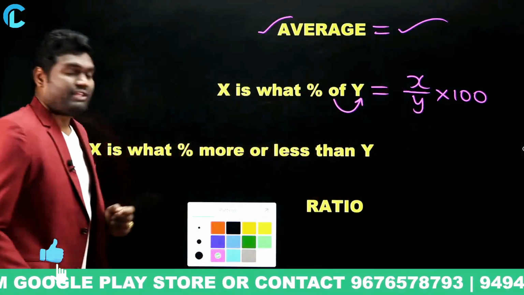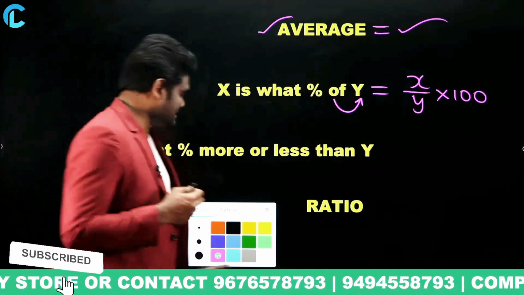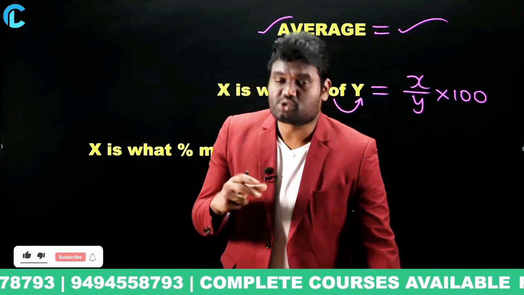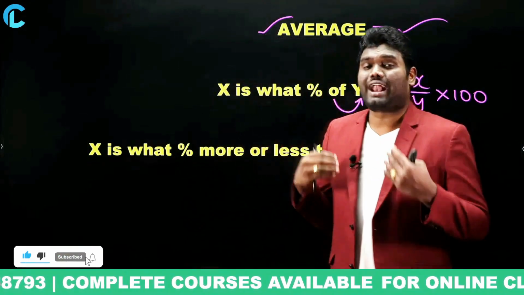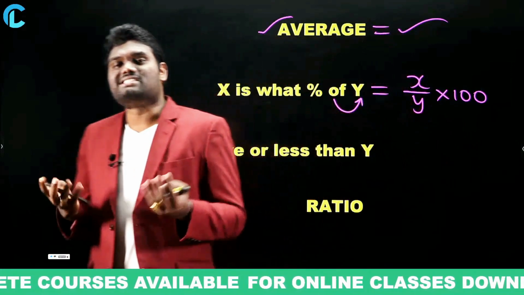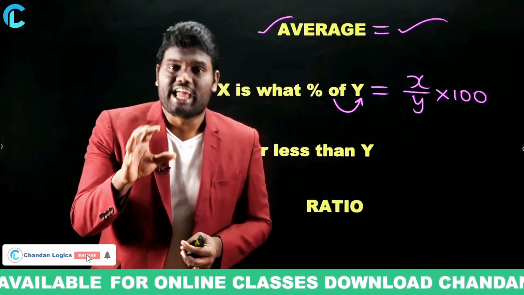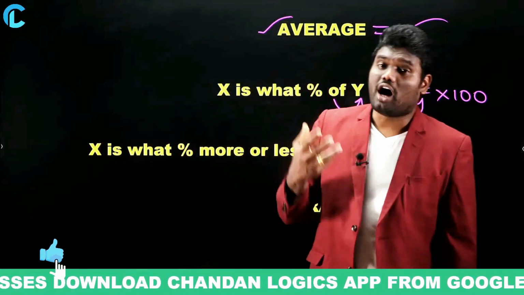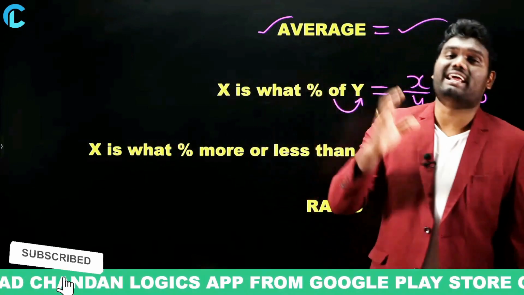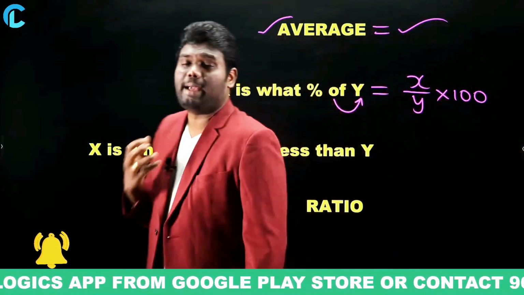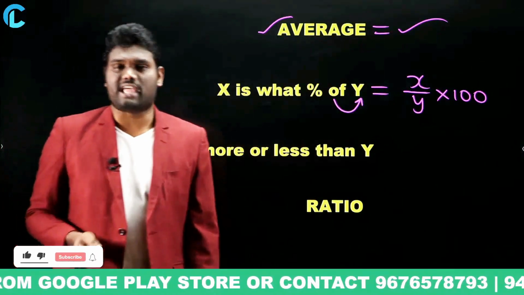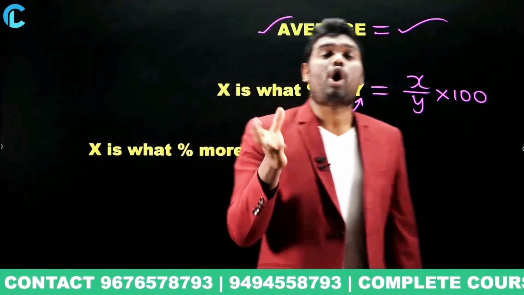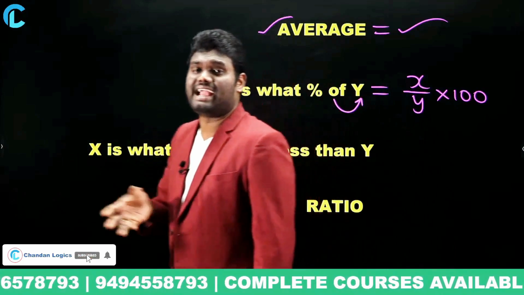Is that clear? Next, X is what percent more or less than Y. Sometimes you'll have questions based on more or less as well. College A strength is what percent more or less than college C. Or number of oranges is what percent more or less than number of apples. Or number of chocolates is what percent more than number of biscuits. Or number of cars sold by company A is what percent more or less than number of cars sold by company D.